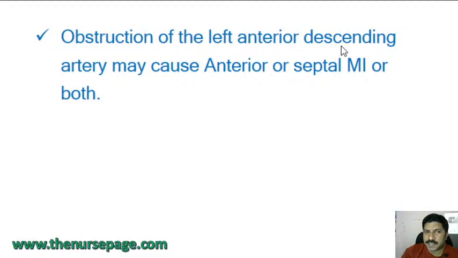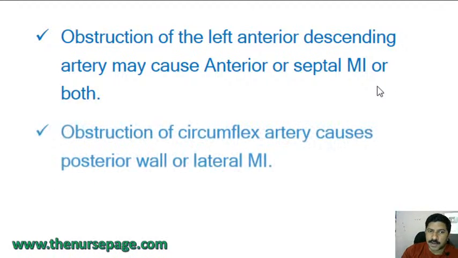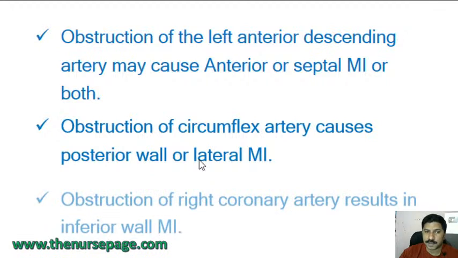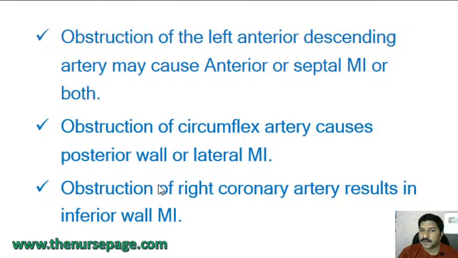Obstruction of the left anterior descending artery may cause anterior or septal wall MI, or both. Obstruction of the circumflex artery causes posterior wall or lateral wall MI. Obstruction of the right coronary artery, which supplies the SA node and AV node, results in inferior wall MI. So I think it is clear for you.